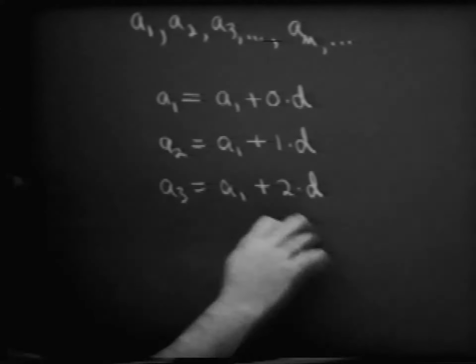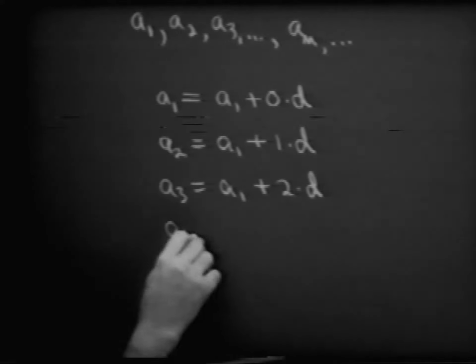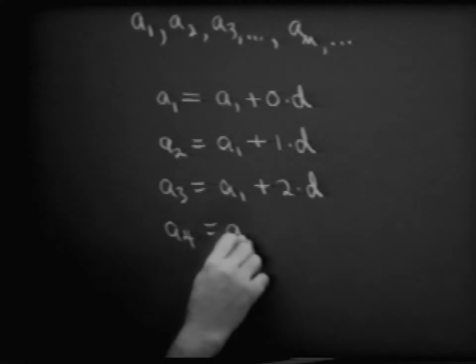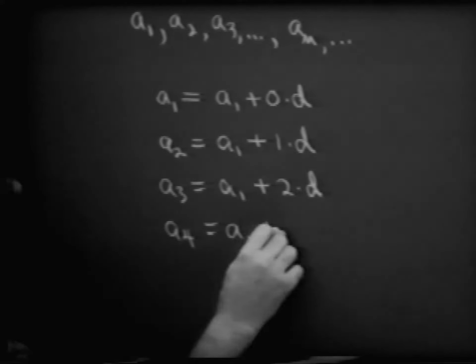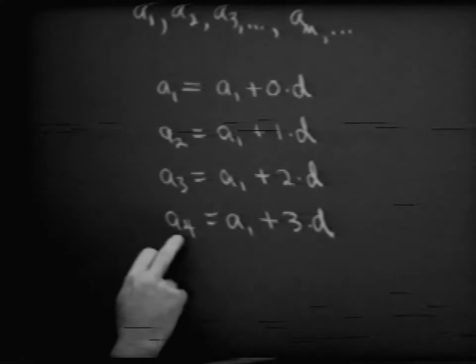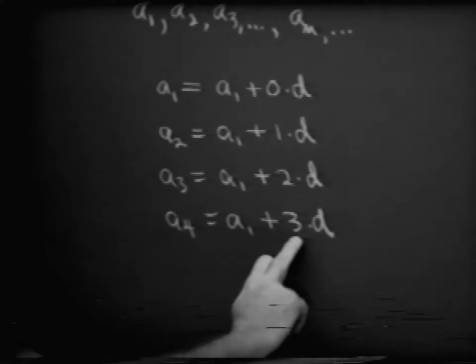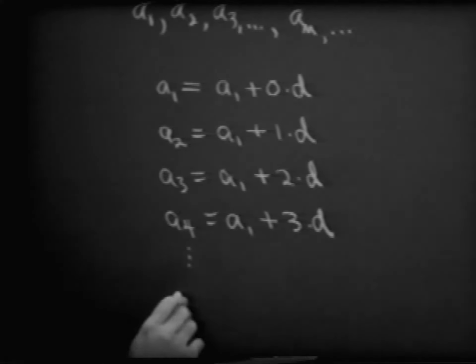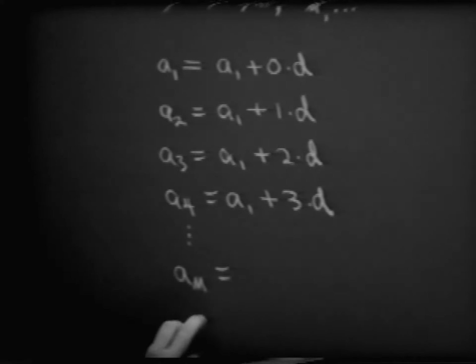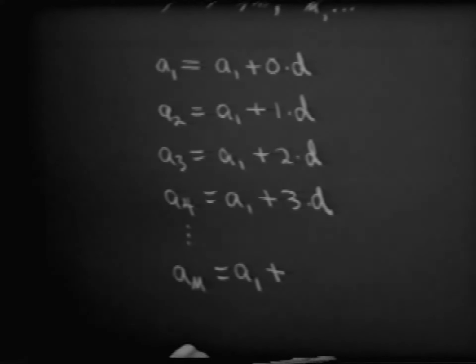A sub 2 plus another d, which in terms of this substitution would enable us to arrive at this statement right here. Let's go down to another term: a sub 4 may be written as a sub 1 plus 3 times d. Notice in each case that at the fourth term, the factor we are multiplying through by d is 1 less than that. Let me now generalize this: a sub n is equal to a sub 1 plus the quantity n minus 1 times d.